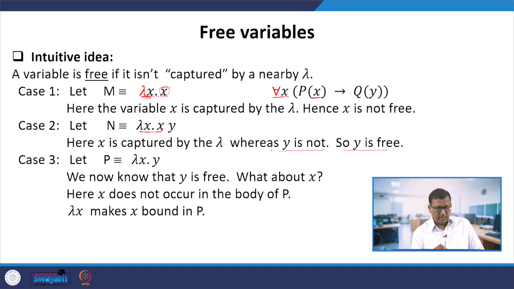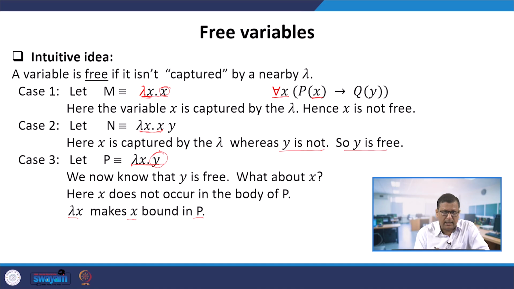Case 3, now we have lambda x dot y. We know that y is free because there is no nearby lambda to capture it. But what about x? In this body, x does not occur. However, lambda x makes x bound in P. So here x is a bound variable, y is free. This is an important point to note: lambda x means x will be bound.